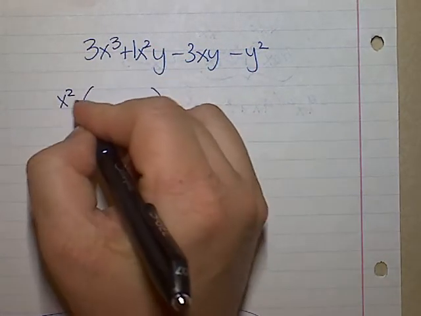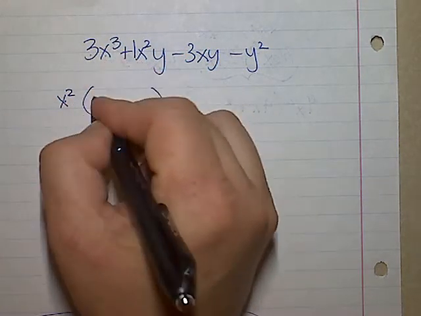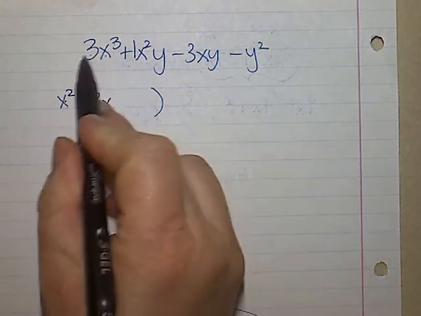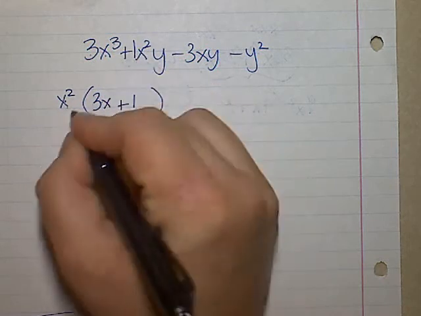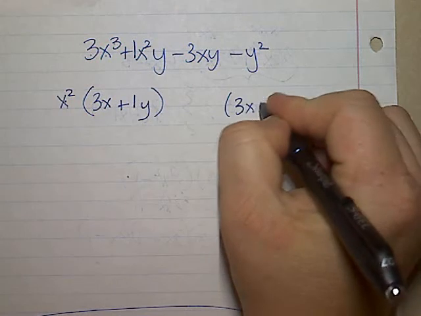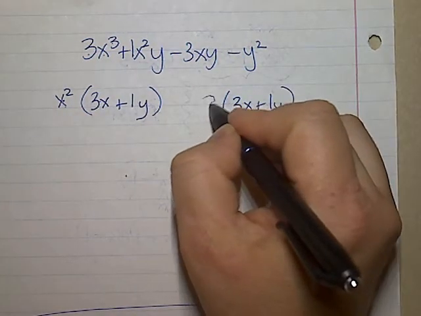Okay, so I need a 3x cubed. That's what I need. So I need to attach a 3 and an x. I got to make sure I did it right. Okay, yep, that gives me 3x cubed. Then I need a 1, and I already have the x squared, and a y. Whatever I have in parentheses goes in back. 3x plus 1y. And then I'm going to put that little question mark here.